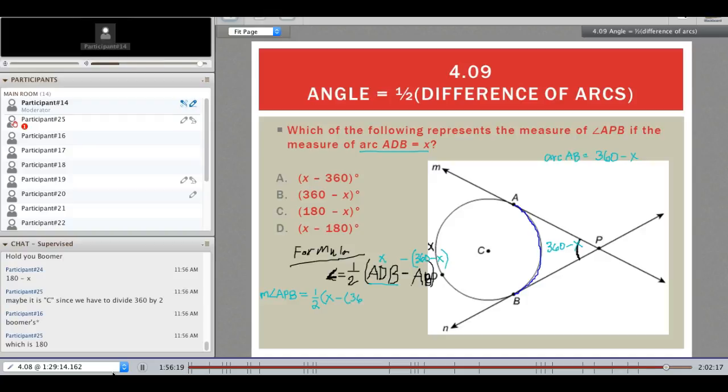Okay, so I have 360 minus X. Now notice I put parentheses around that 360 minus X, so be careful because you do need to do that. And the reason you need to do that is because AB is this entire thing. You need to make sure you subtract that entire thing.